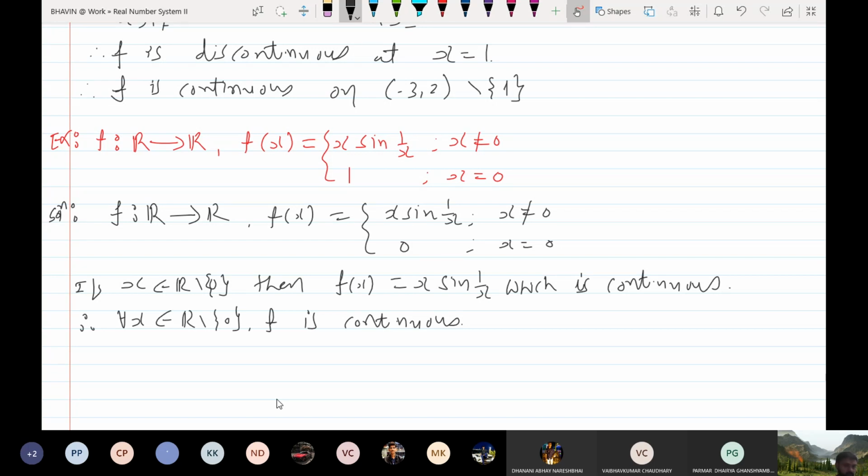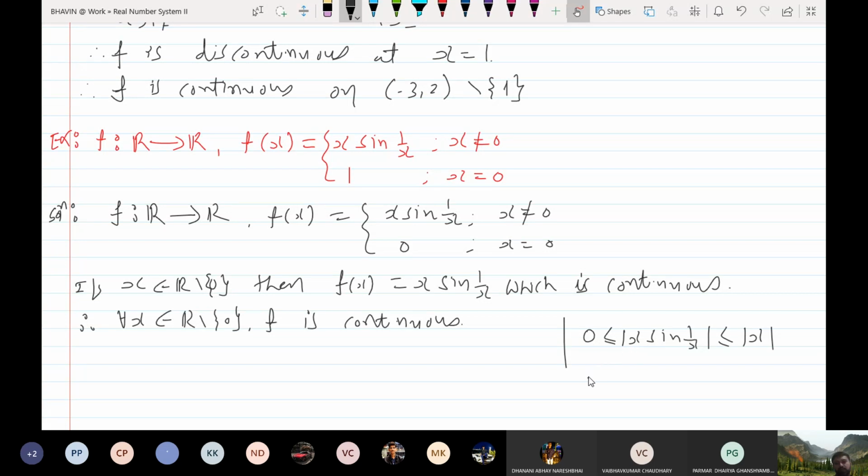So we shall prove this. I think you should get the idea from this. What is the limit of this function at x equal to 0? You know this thing: what is the range of sine function? It is -1 to 1. So mod sine x is less than or equal to 1.